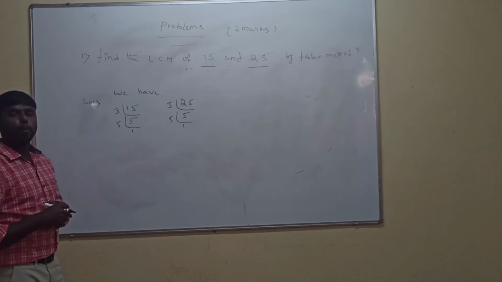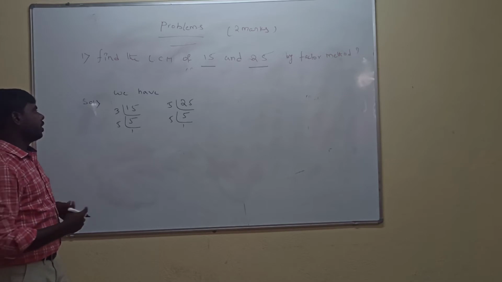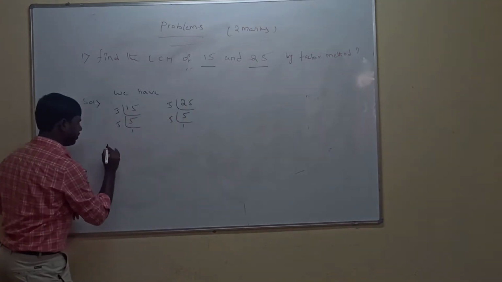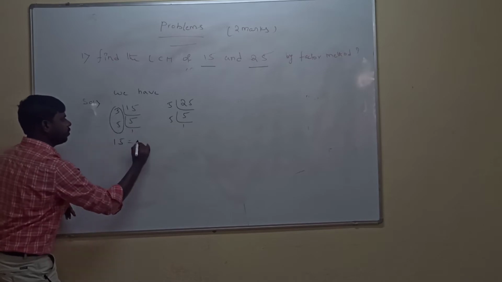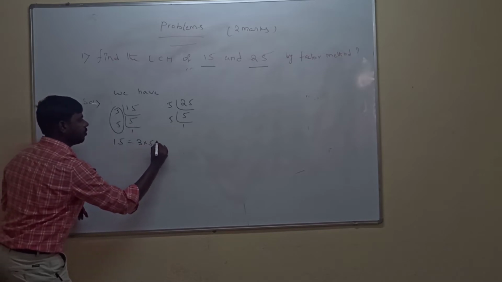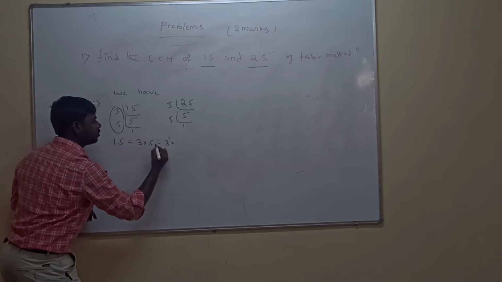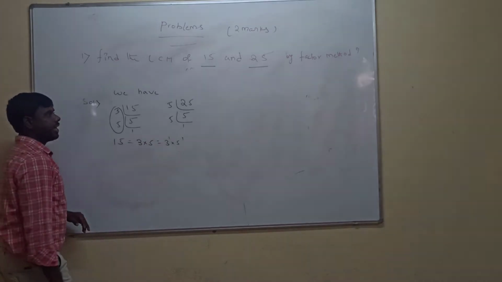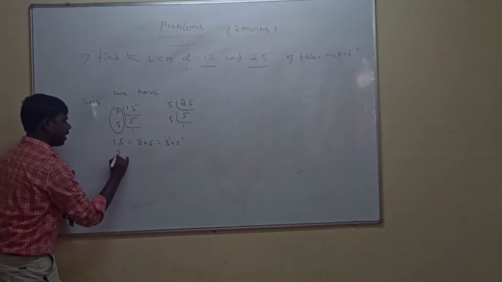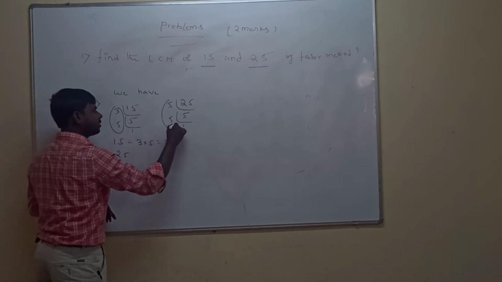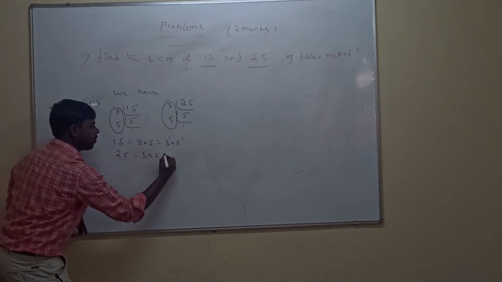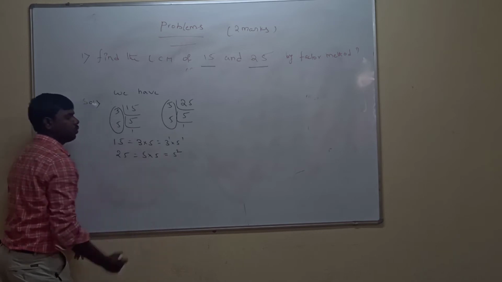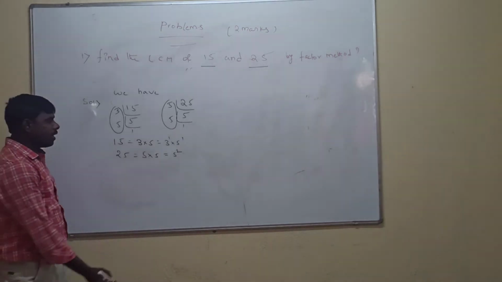Next, write the product of the prime factors. First number is 15. The factors are 3 into 5. So 3 repeats only one time, and 5 only one time. Next, the second number, 25. The factors are 5 into 5. How many times does 5 repeat? 2 times.